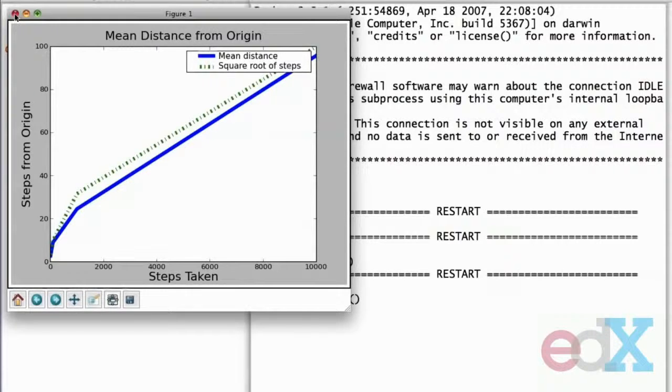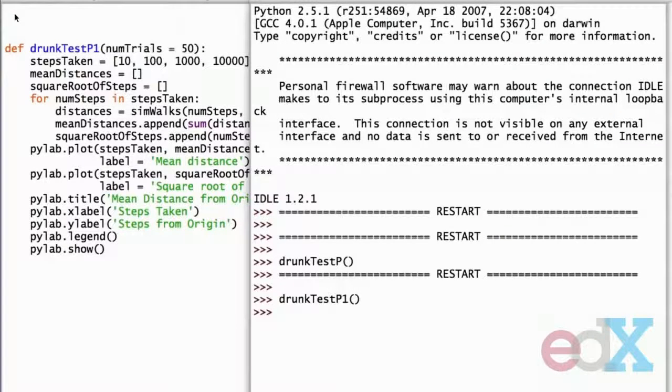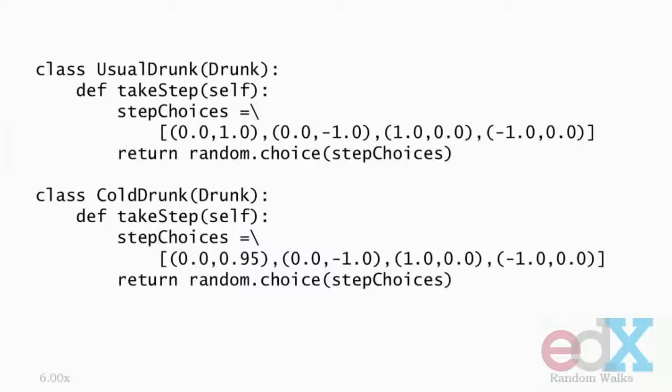Instead of dwelling on that, what I want to do is go back to something we started with when we first began to put this simulation together. You might recall that rather than just implementing a drunk, we implemented two classes, drunk and usual drunk. We did that so that we could later experiment with different kinds of drunks, and that's what I want to do now. So here's the usual drunk, the class we've been simulating thus far.